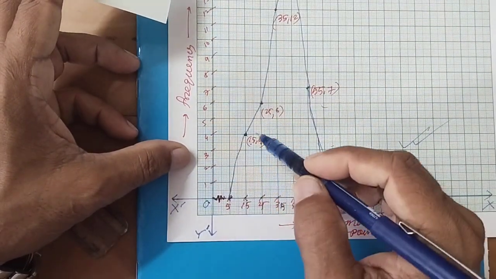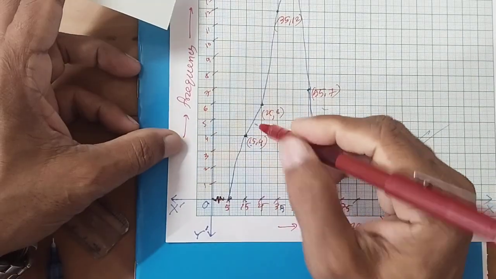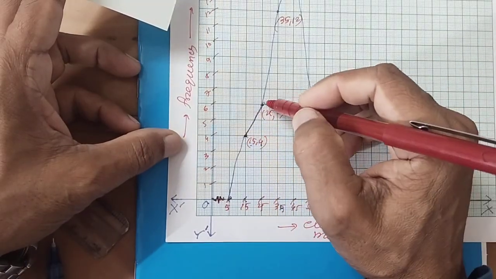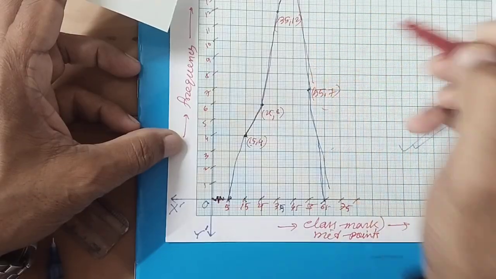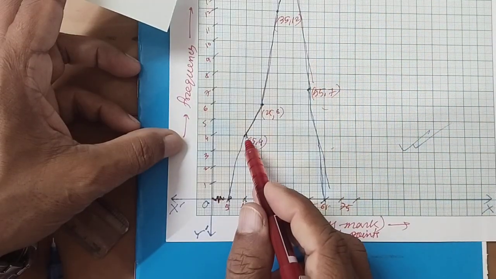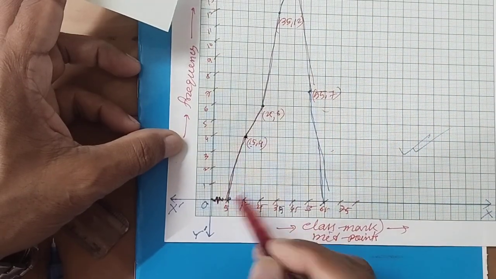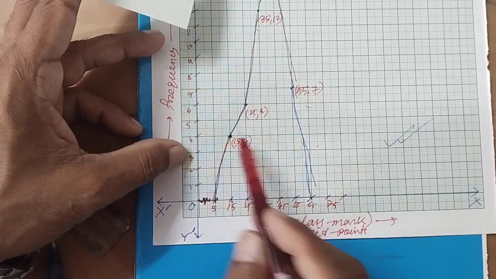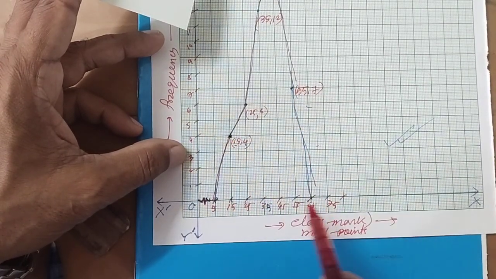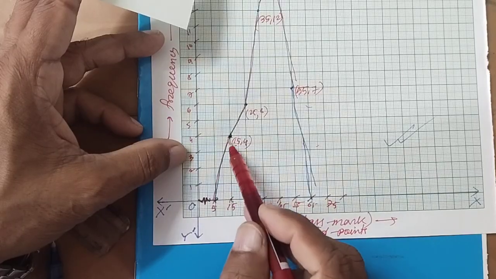After that, what we do is join every two consecutive points with a scale. Every two consecutive points are joined with a scale. And the first point and the last point should be joined to the x-axis, to the next mark.